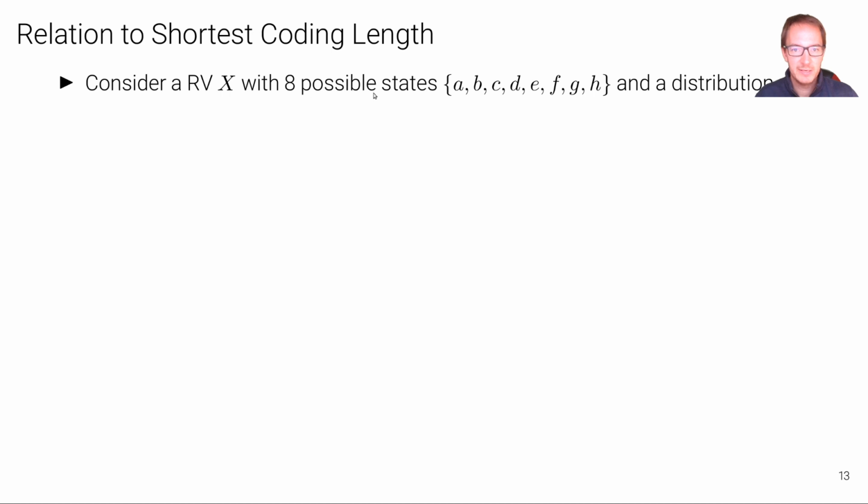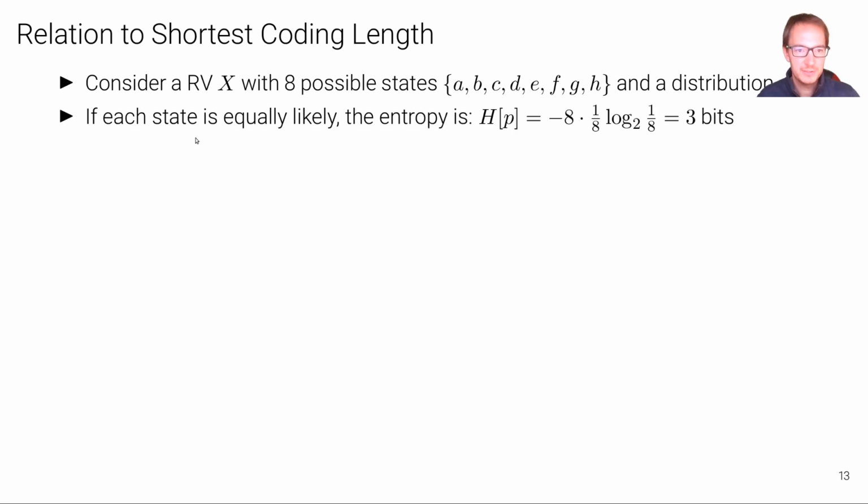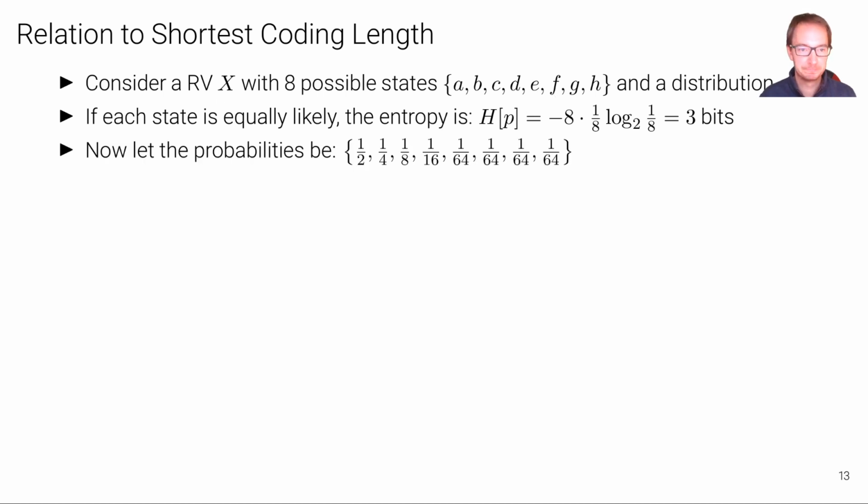Consider a random variable x with 8 possible states, a, b, c, d, e, f, g, h, and a distribution on that random variable x, which we call p of x. If each state is equally likely, the entropy H of p is minus 8 times 1 over 8, because it's a uniform distribution, log 2, now we're operating again in bits, we're taking the logarithm to the base 2, of 1 over 8. And if you do the calculation, this is 3 bits. Okay, this is the entropy of the uniform distribution over 8 possible states.